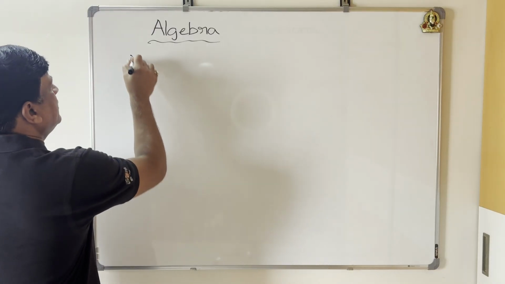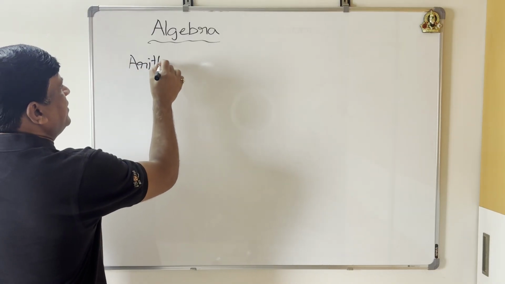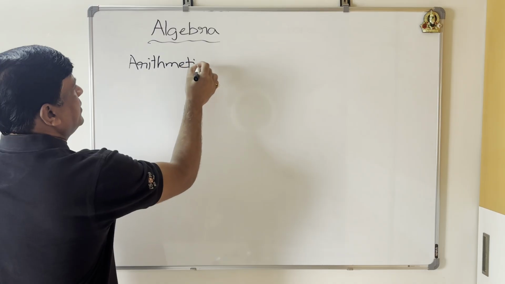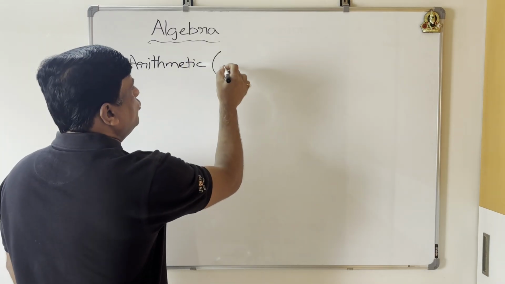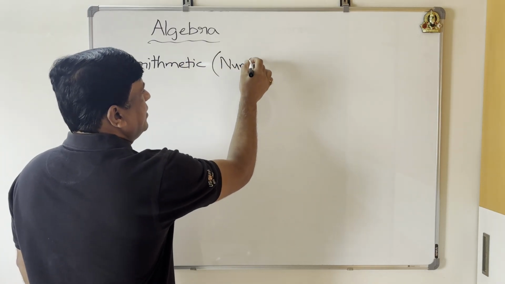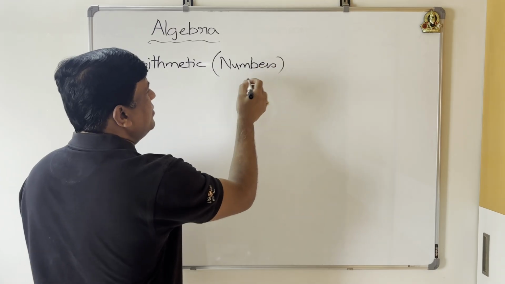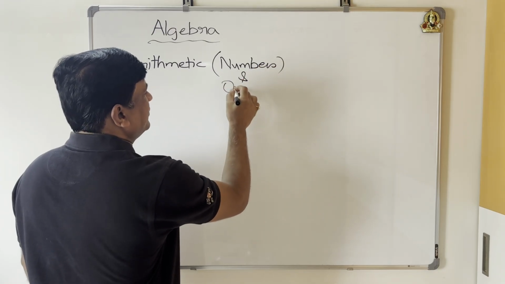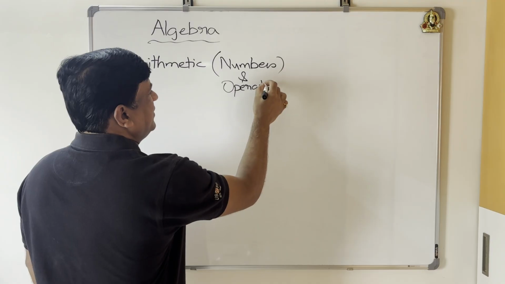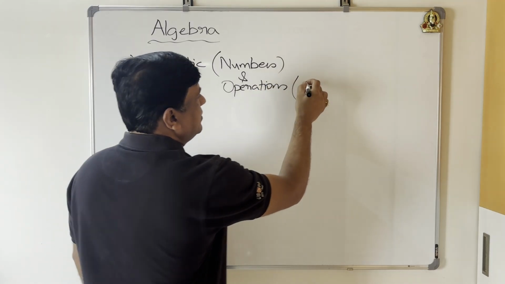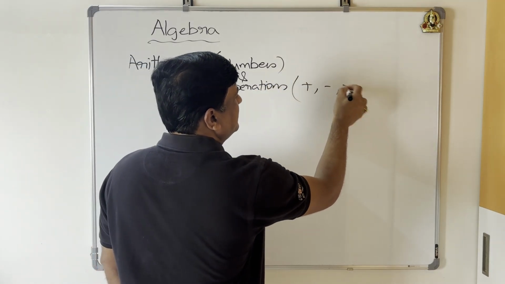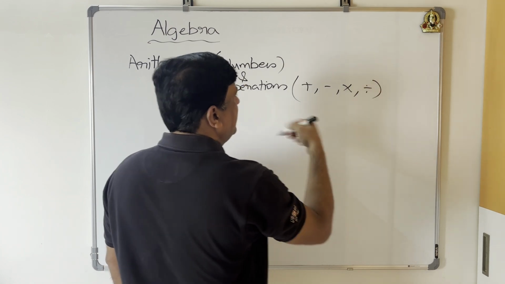Arithmetic was all to do with numbers, right? Different types of numbers and operations. When I say operations, what do I mean? Plus, minus, multiplication and division.